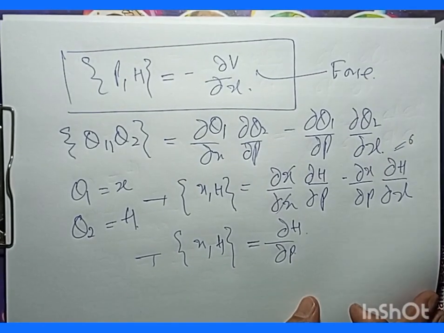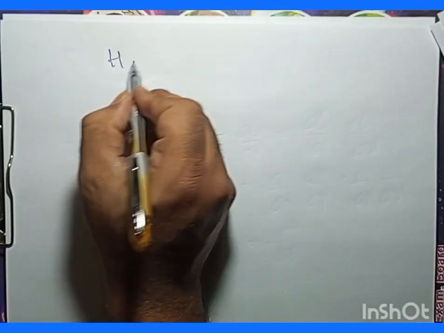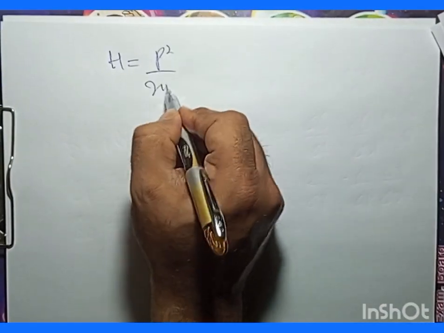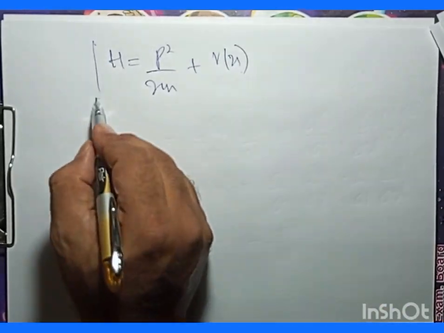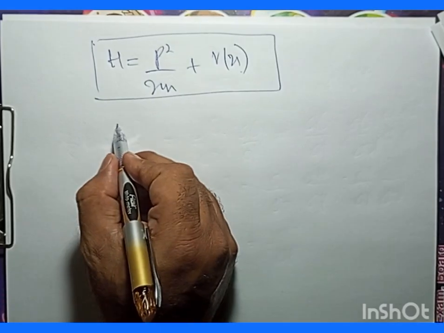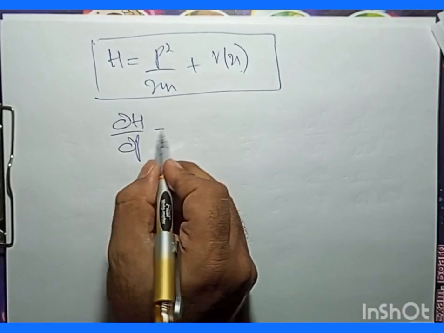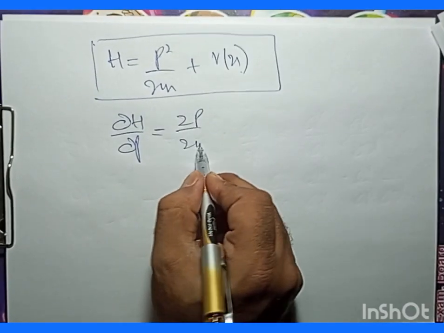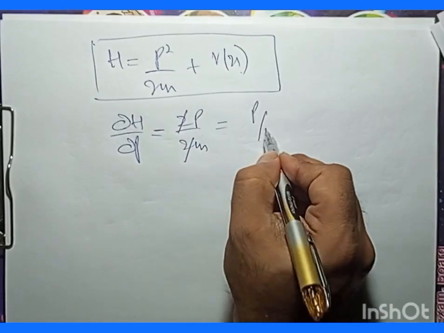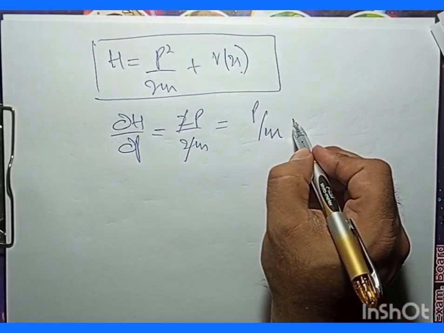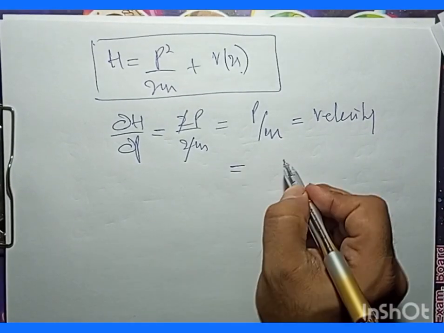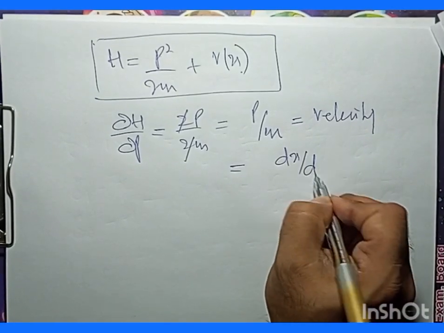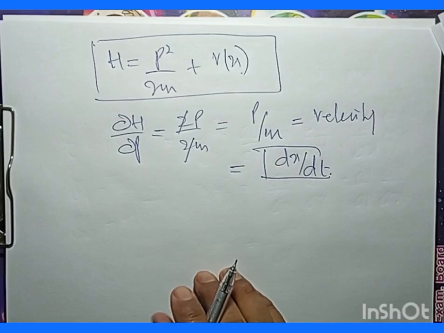But the point is, what is this ∂H/∂p? For that we are going to write down the Hamiltonian. So what is the Hamiltonian? H is p squared by 2m plus V of x. Now we have to take its derivative with respect to the momentum. So ∂H/∂p will be simply 2p by 2m. This 2 and 2 will go, we'll get p by m, and p by m is nothing but the velocity. So this is velocity. And what is velocity? Velocity is dx/dt. That should be the case.